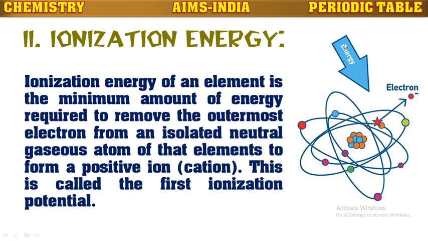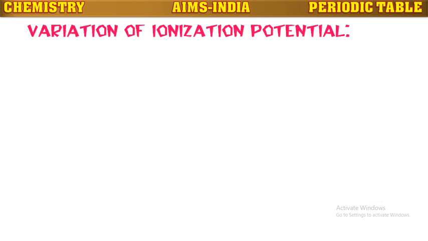For example, if you supply a certain amount of energy to an atom, that energy will be taken by the outermost electron and it will be ejected out. The energy required by this electron to come out is called the ionization energy. Now the variation of this ionization energy in the groups and periods. First, let us see in a period.